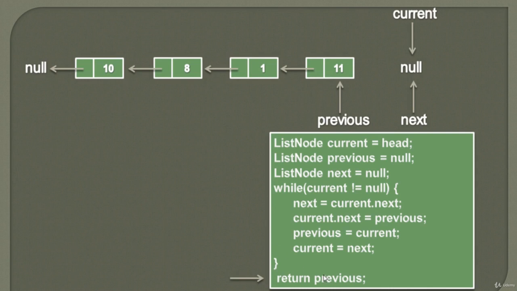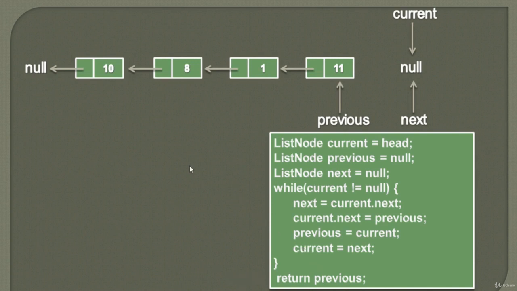The last step would be to return previous, so this previous becomes our new head. If you see, initially head pointed to 10 and then 8, 1, 11, and now as previous becomes our new head, the linked list is reversed. The first node is 11, second is 1, third is 8, and fourth is 10, and then it points to null. So here previous becomes our new head and we exit our algorithm.